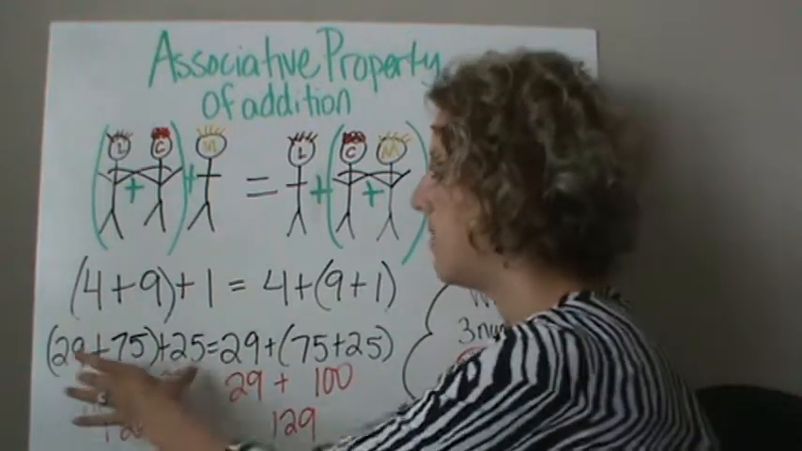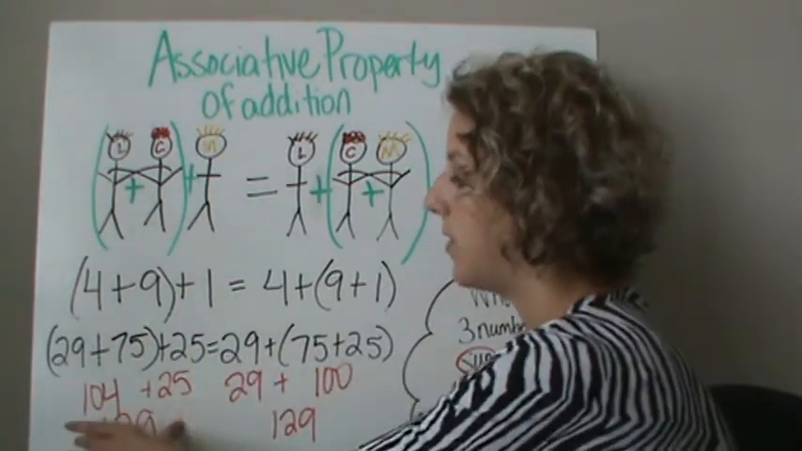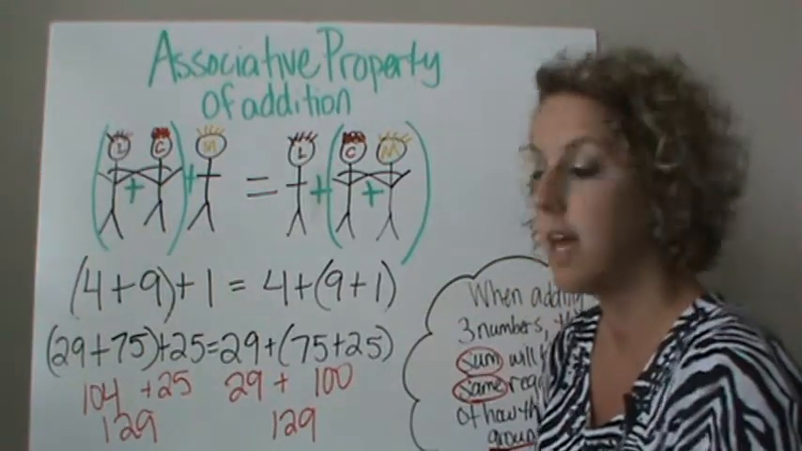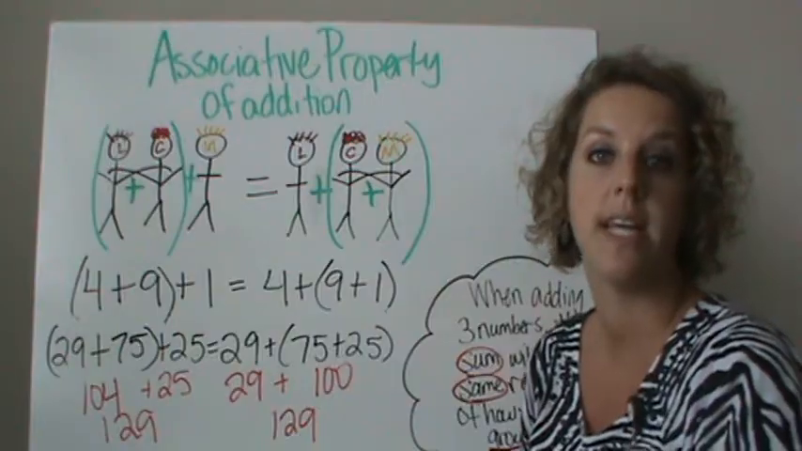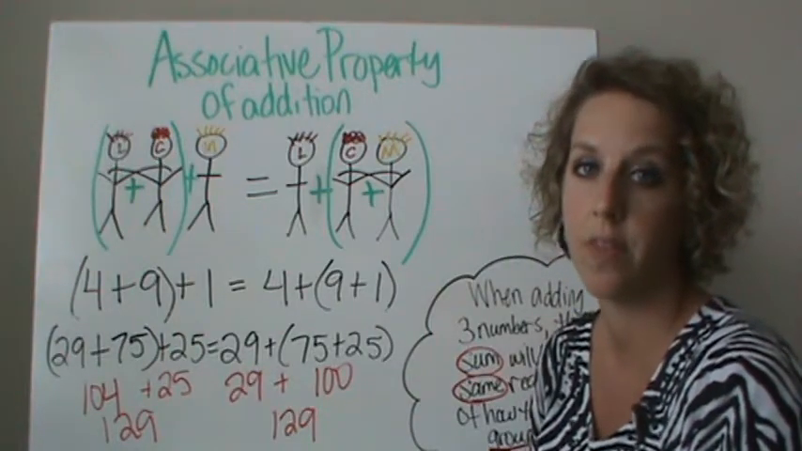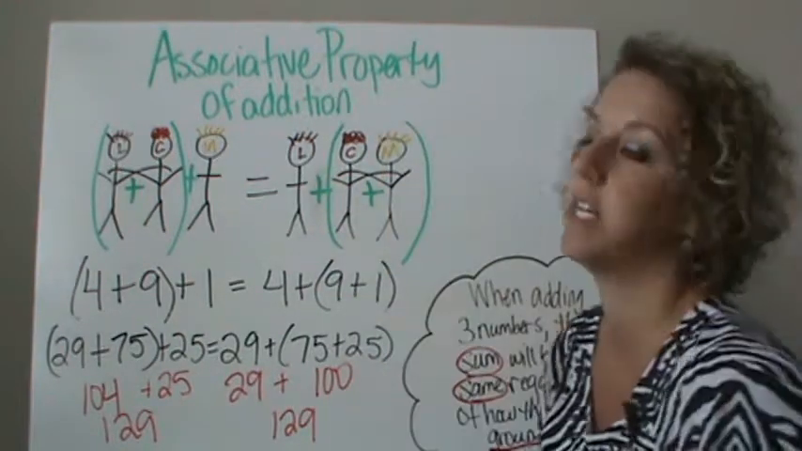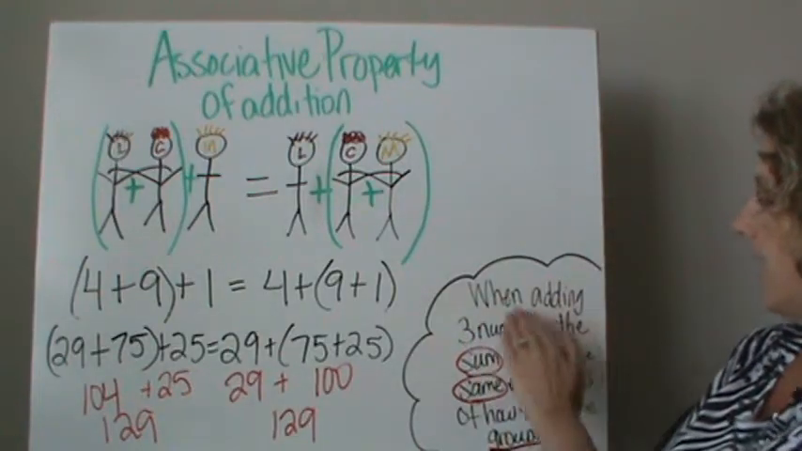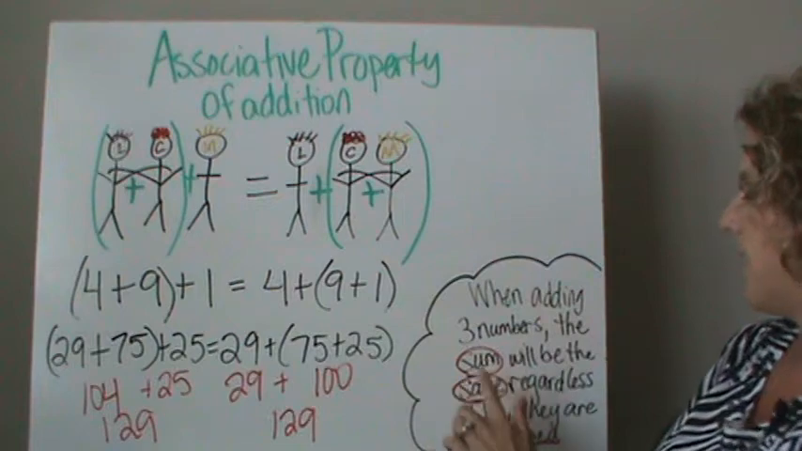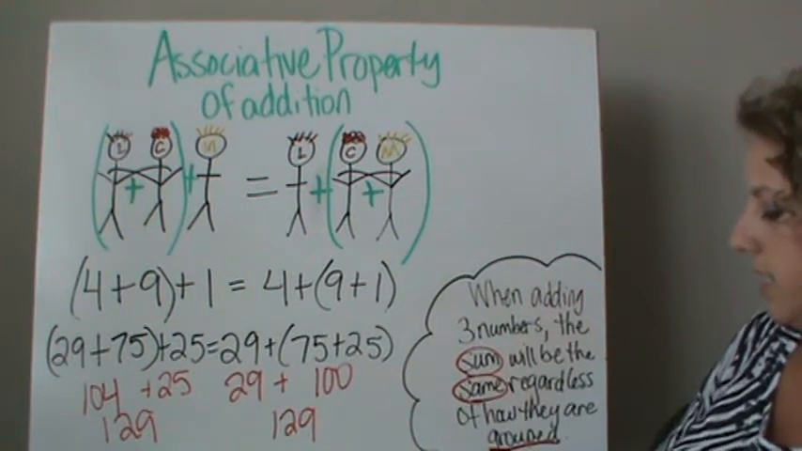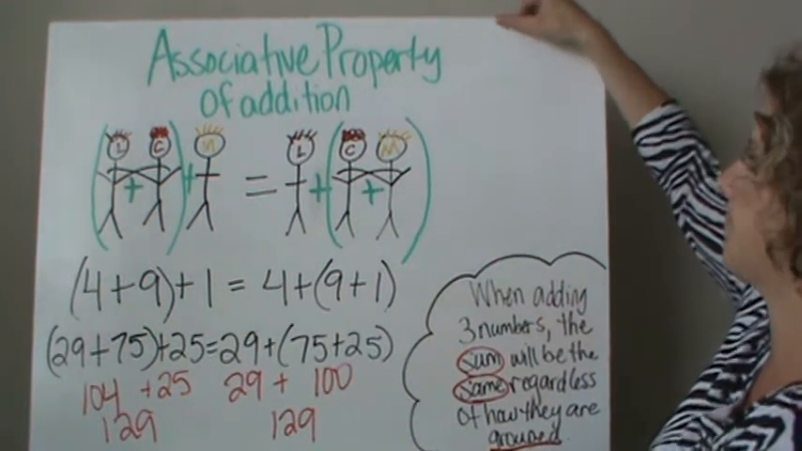Yes, you have the same sum on both sides. However, when you group them differently, as the numbers get larger, it is very helpful for mental math to use the associative property of addition. Again, when adding three numbers, the associative property says that the sum will be the same regardless of how they are grouped.